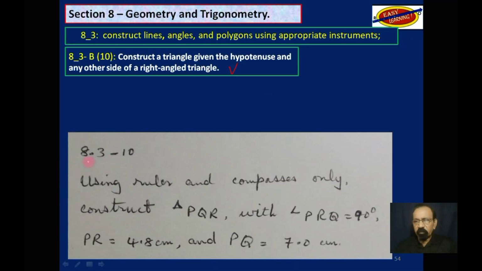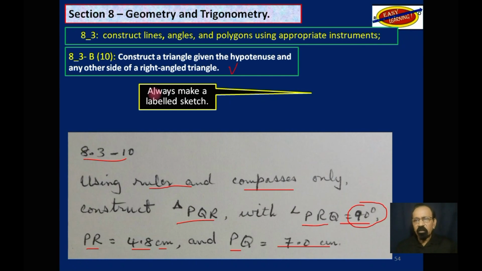And this is the question. Using ruler and compasses only, construct triangle PQR with angle PRQ equal 90 degrees, that is the right angle, PR equal 4.8 centimeters and PQ equal 7.0 centimeters. So as usual, we will make a labeled sketch.